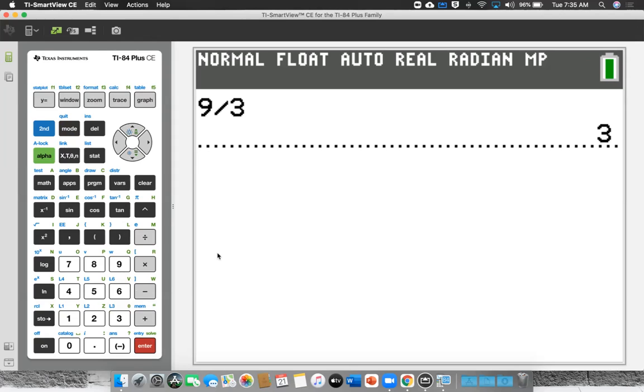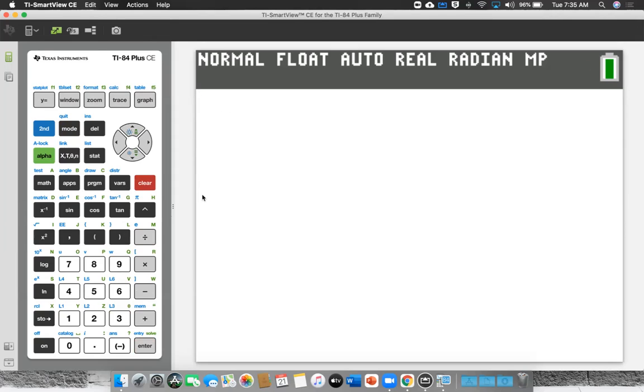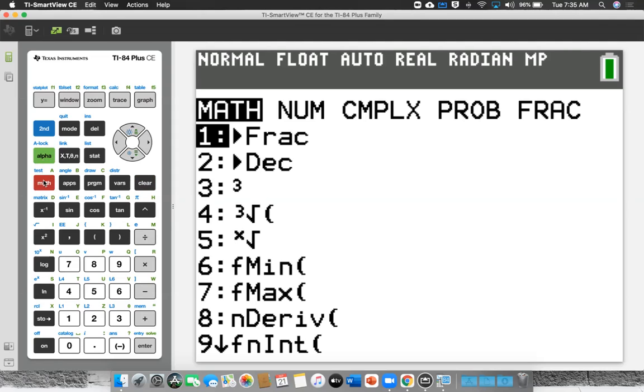So the first thing I'm going to show you is how to do derivatives. So the first thing is the derivative. Most of the stuff that we do in this class is going to be under the math function. If you look at math over here, right underneath 2 buttons below second, it says math. Mine's black, yours might be a different color, but mine is a black button.